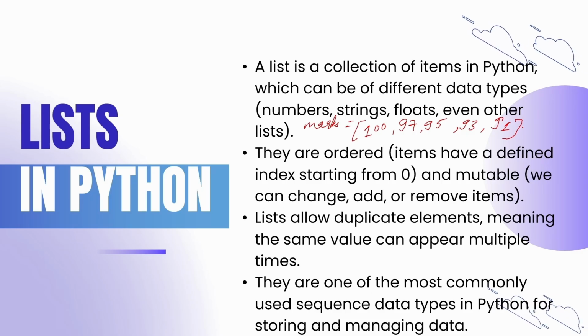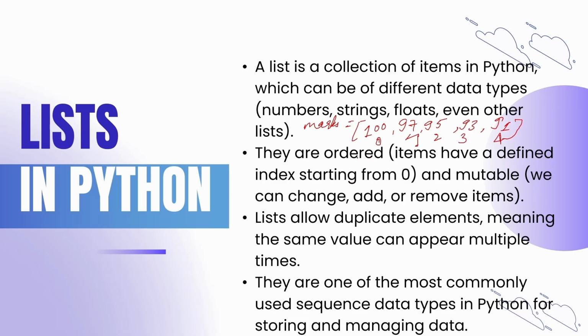So the next point is they are ordered. Items have a defined index starting from 0. So here, this is at the 0 index, this is at the first index, this is at the second index, this is the third index, this is at the fourth index. So lists are ordered and the index starts from 0.